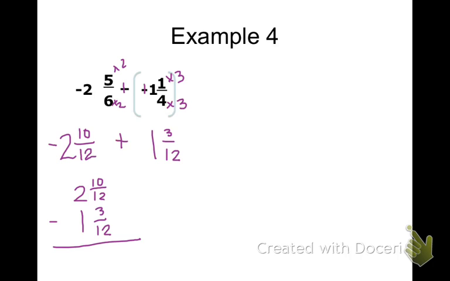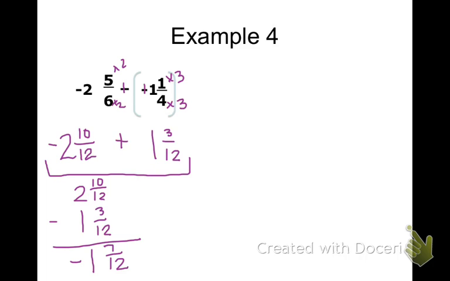So 10 minus 3 is 7 over 12. The integer part, 2 minus 1, because we're finding the difference, is 1, and then I go back to my original problem and evaluate which one had the higher absolute value and what was its sign. Since the higher absolute value is 2 10/12, it's negative, my answer is negative.